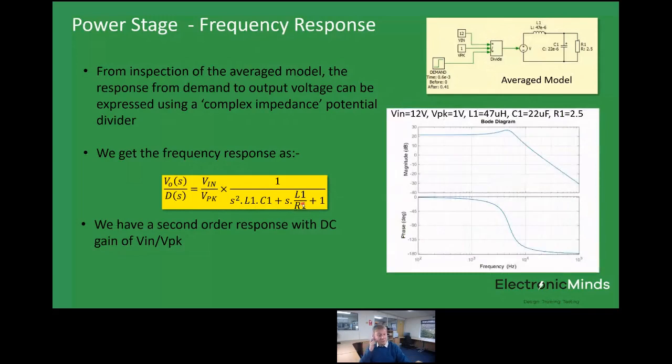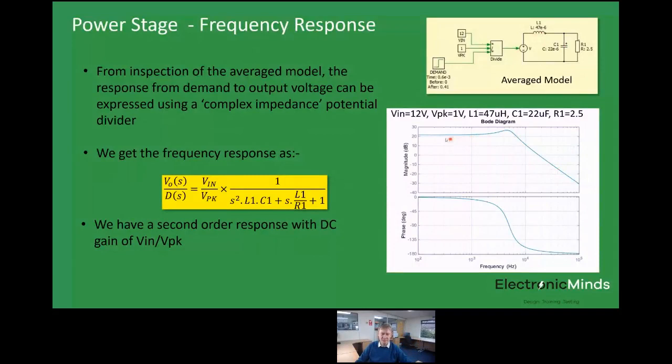And if we plot that out over frequency, what we start to see is the frequency response of that power stage all the way from demand through to the output voltage. So we get a nice DC gain of 22 dBs. We have a pair of poles at roughly the resonant frequency of L and C. And then we have a 40 dBs per decade roll-off, which is characteristic of a second order system.